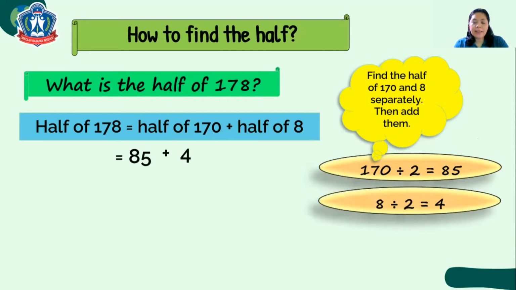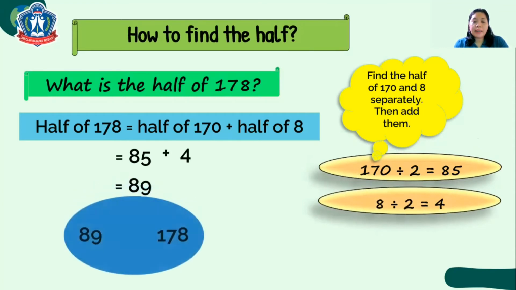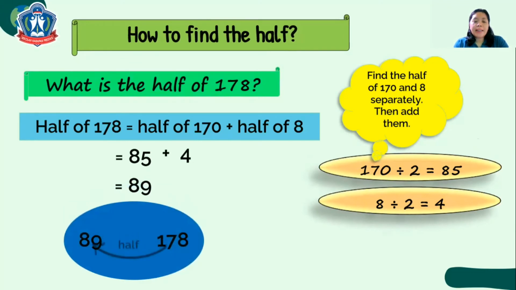Then after that, let's add 85 plus 4 is 89. Therefore, 89 is the half of 178. So how to find the half of a number? By simply dividing it by 2.